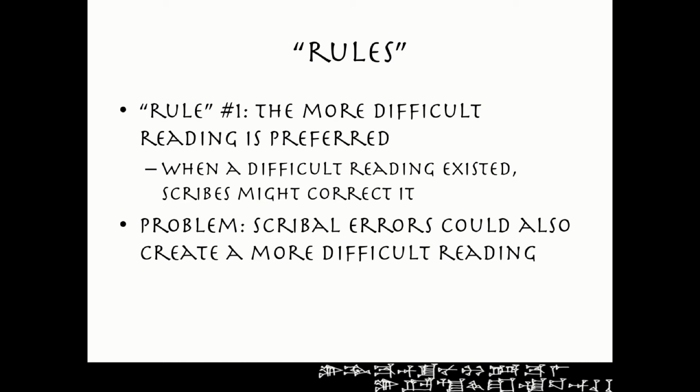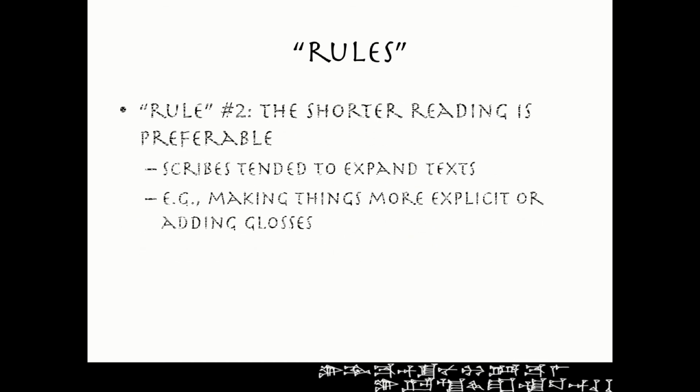But if a scribe were to accidentally write A-N-G instead of A-N-D, anticipating the G of the next word, for example, that would be a scribal error that would create a more difficult reading. We can't necessarily go with the more difficult reading. So it's a good "rule," quote unquote, to go with the more difficult reading, but you can't universally apply that.